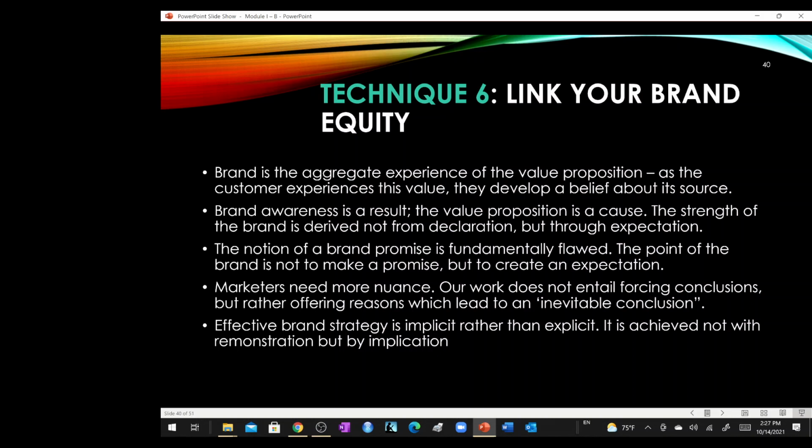Effective brand strategy is implicit rather than explicit. It is achieved not through remonstration, but by implication. Meaning, you need to be very fluid and smooth. This is the effective brand strategy: being implicit, not being very explicit.